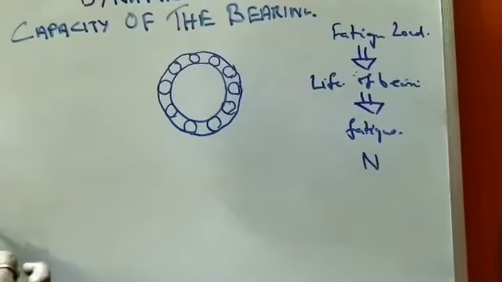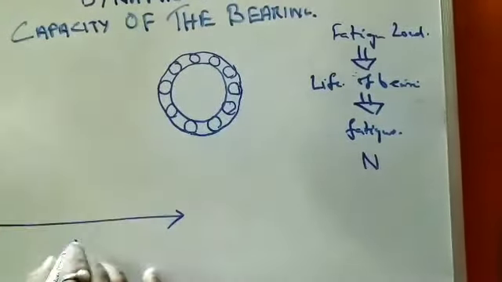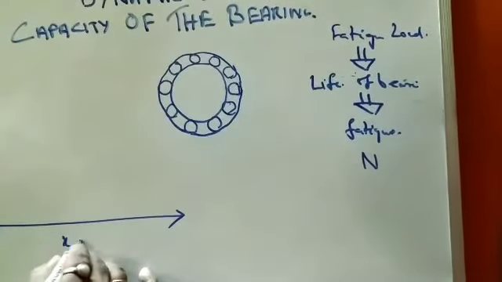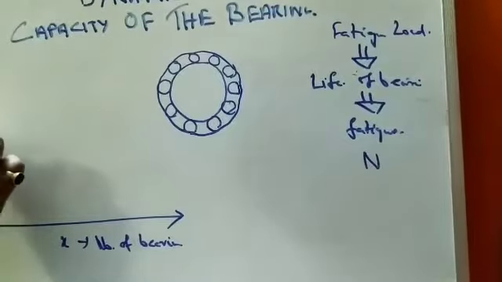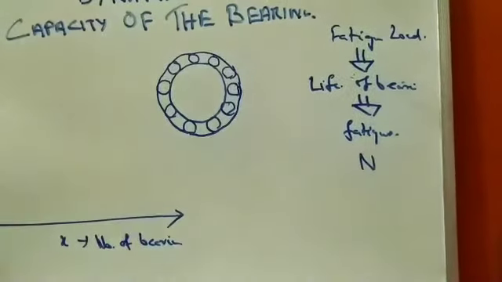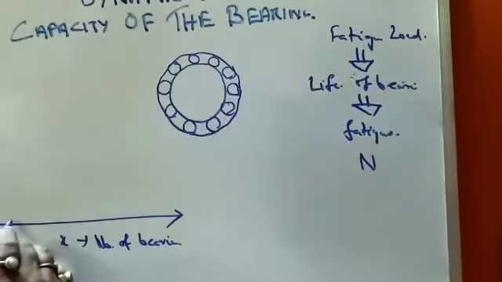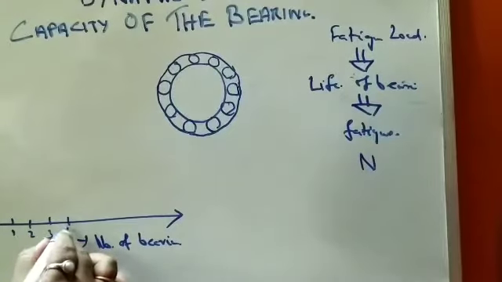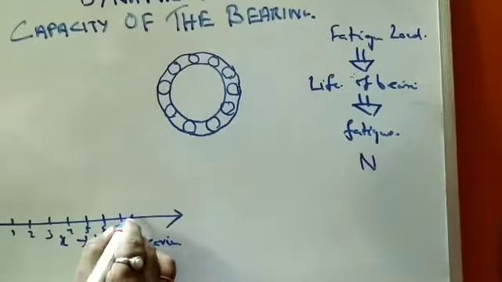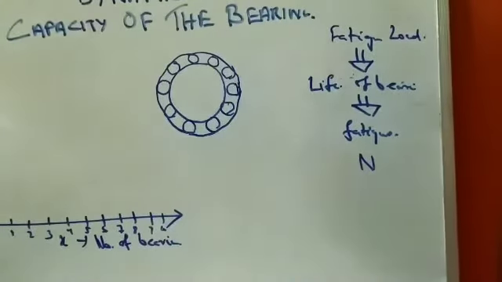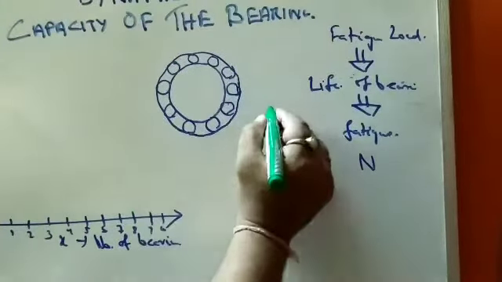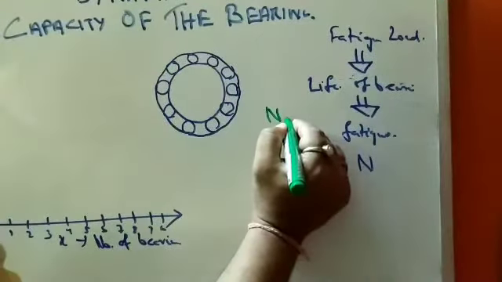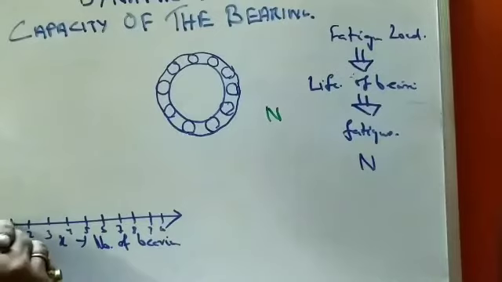On the x-axis we represent the number of bearings, and on the y-axis we plot the number of revolutions. If there are 10 bearings, we take 1, 2, 3, 4, 5, 6, 7, 8, 9, 10. We calculate for each bearing the number of revolutions n for bearing 1 before the advent of the first crack, so we put this number n1 over here.